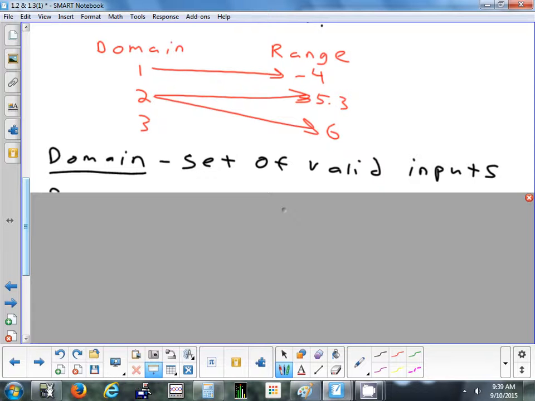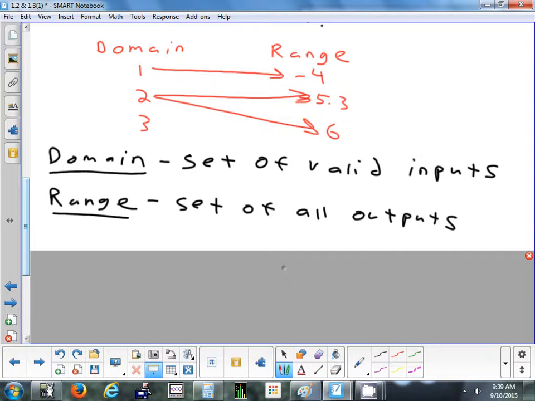Domain, we already said this earlier. That's your set of inputs. It's what you are allowed to plug in for x. And the range, that's the set of outputs. That's what kind of answers you are going to get when you plug in for x. What kind of numbers do you get for y? Do you get negatives? Do you get positives? Do you get only numbers between 10 and 20? What kind of answers do you get when you plug stuff in for x? That's your range. That's your output.